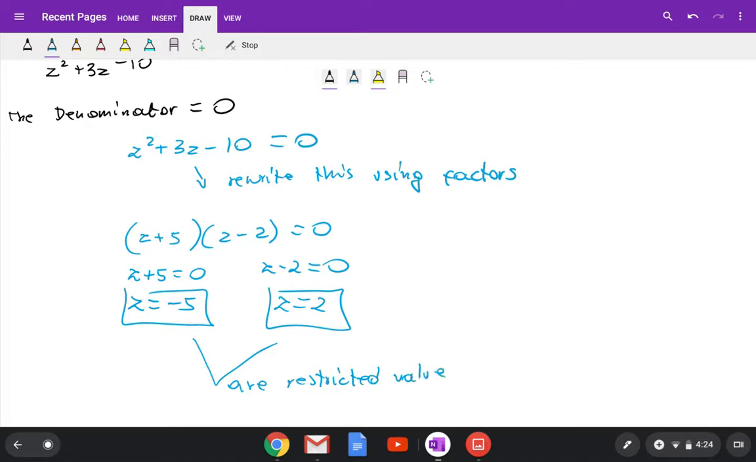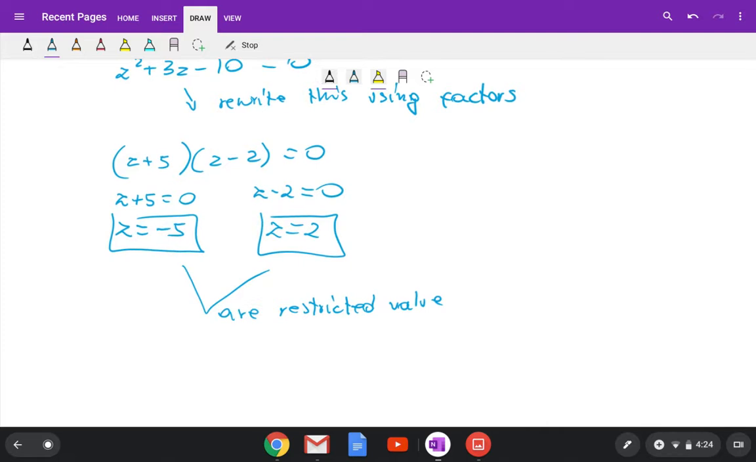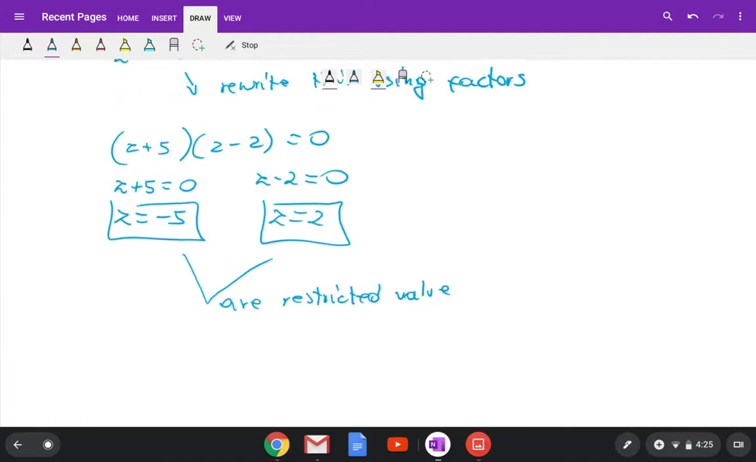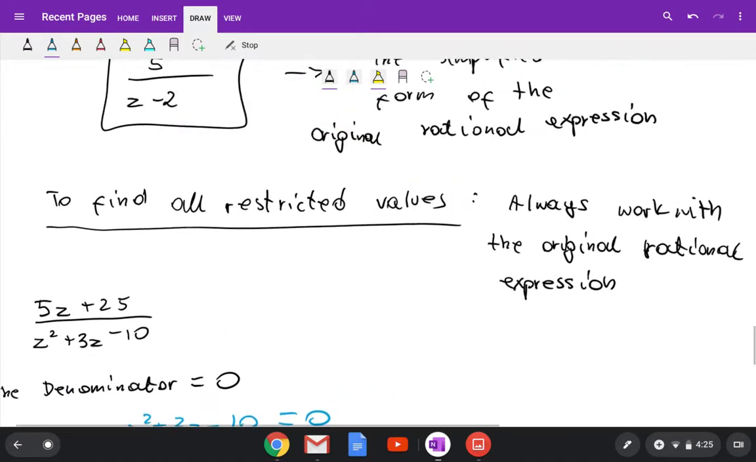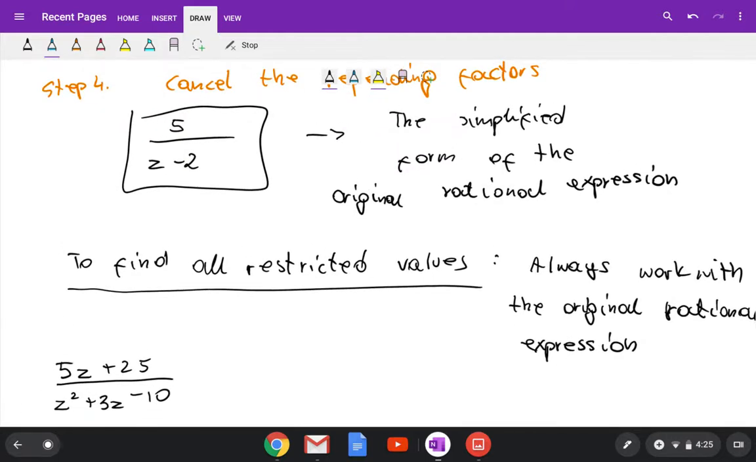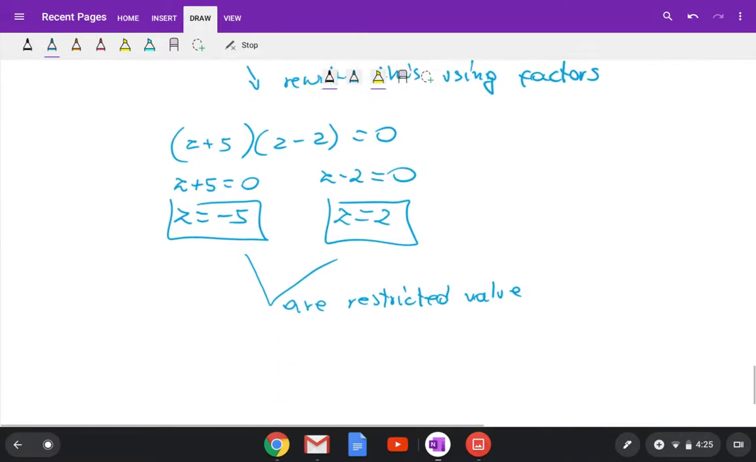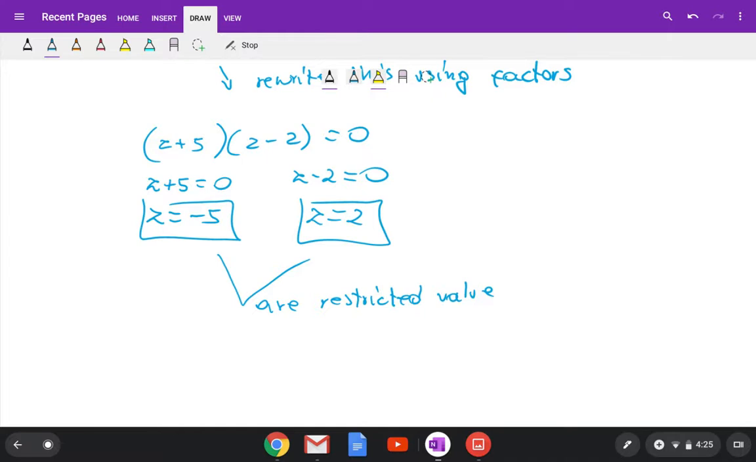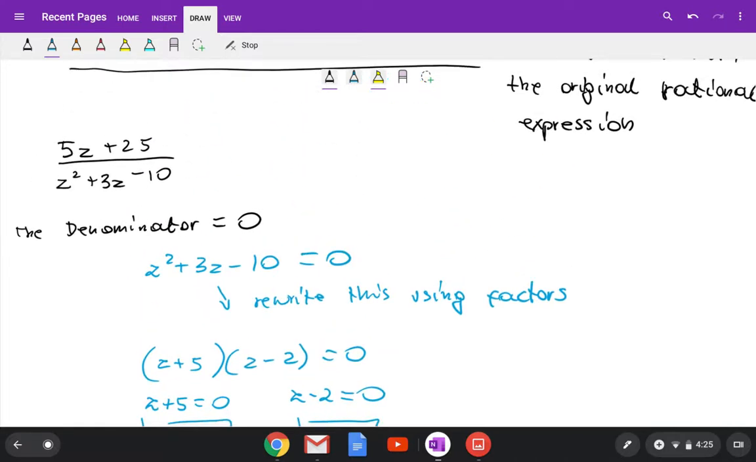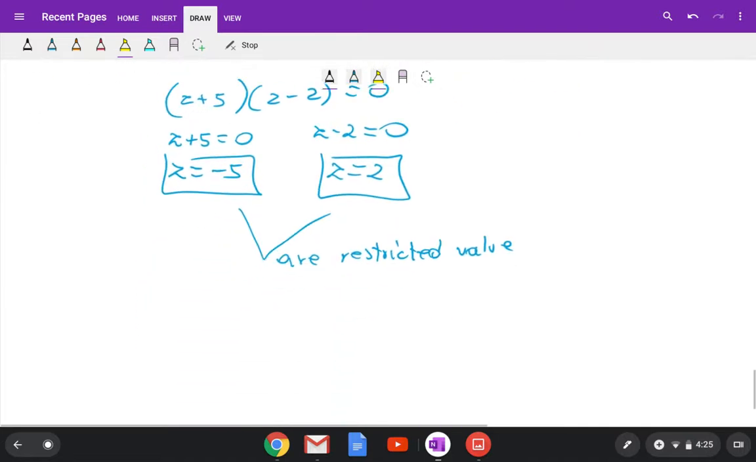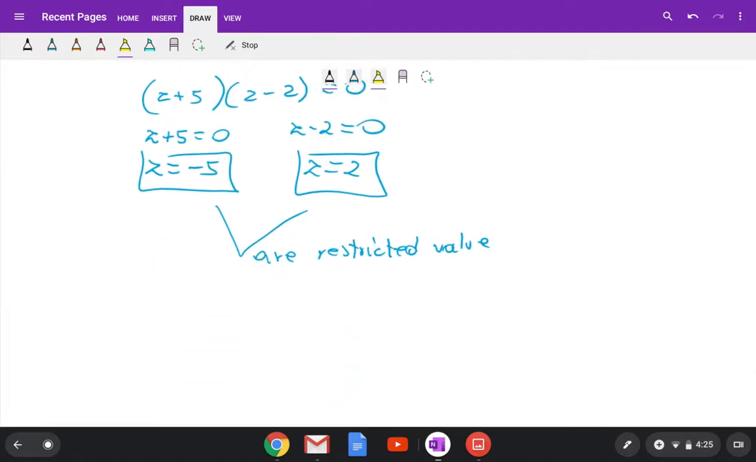Just remember, because you're going to simplify rational expressions, that's what we always do with them. And when they ask you to find the restricted values, which means the values for which the denominator is equal to 0, don't go to the simplified form, because look what happened. If you go to the simplified form and make that equal to 0, you'll end up with z equal to 2. So you will only get half of the credit. You will miss z equal to negative 5. That's why you always go back to your original denominator, make that equal to 0, and solve it. Original, not the simplified one. Okay, so we did this one.